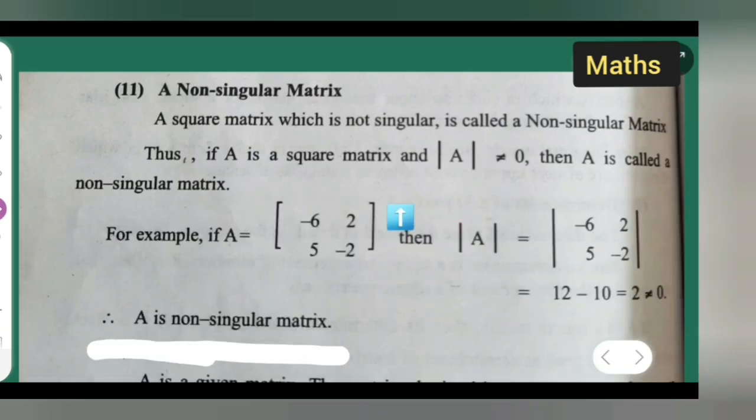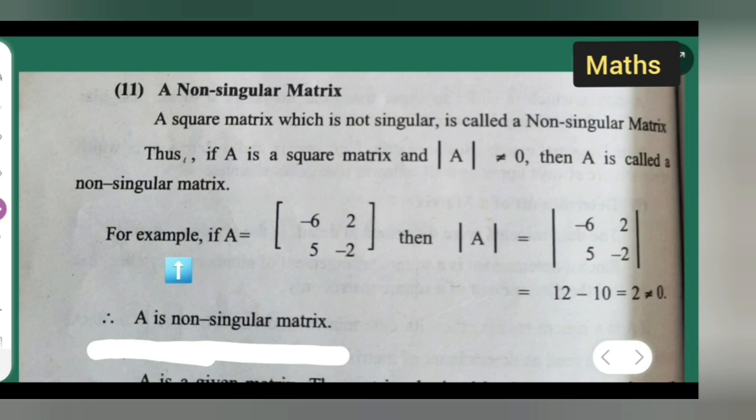And take down this 11th one, a non-singular matrix. A square matrix which is not singular is called a non-singular matrix. This is the statement or the definition. I can write, thus if A is a square matrix, and the determinant of this square matrix A is not equal to 0, then A is called a non-singular matrix.